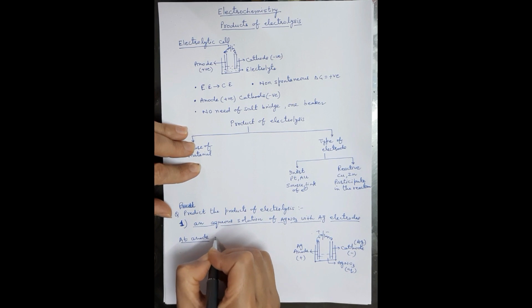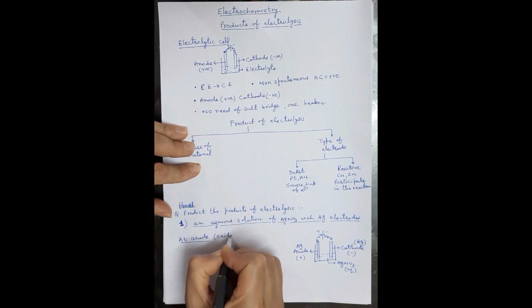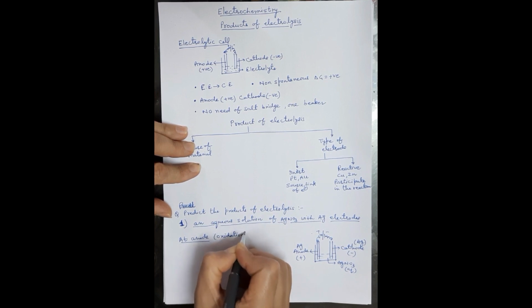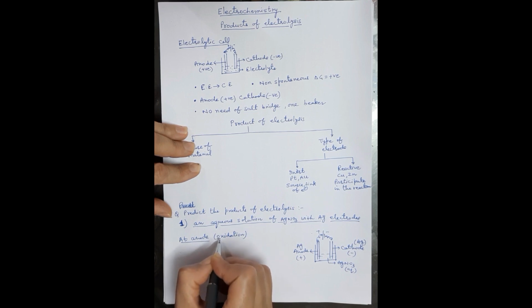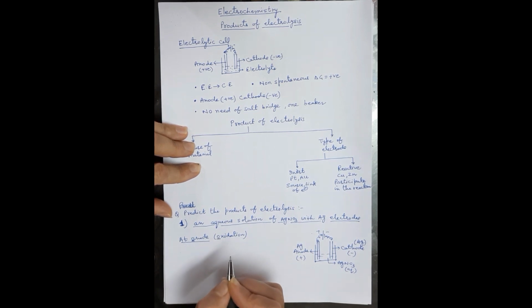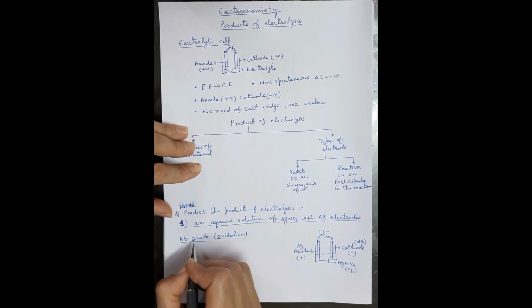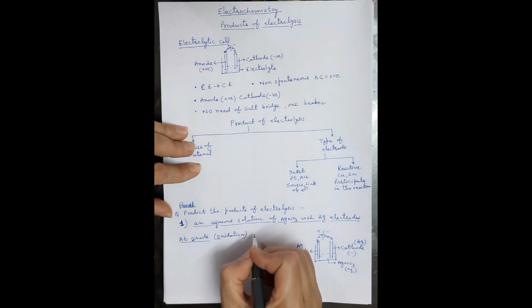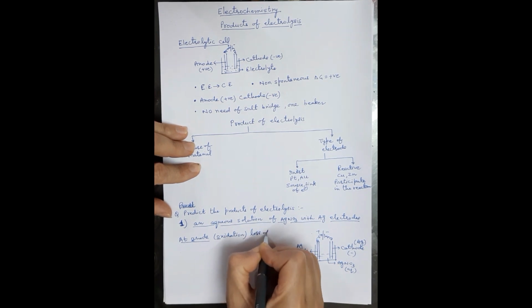Always remember that oxidation occurs at anode. I have told you to learn OA. O for oxidation, A for anode. We call the person OA, come here. So it is O for oxidation, A for anode. Oxidation at anode. Oxidation means loss of electron.